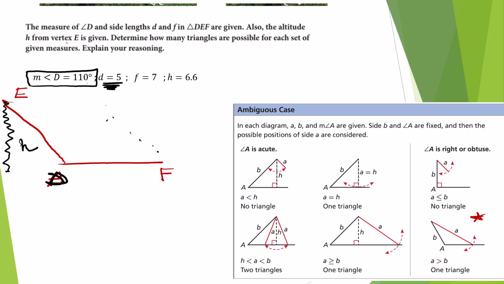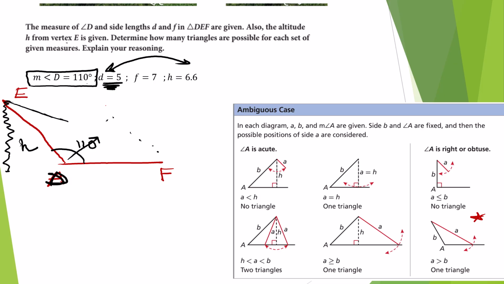Let's see first the relationship of the D and the height. What I have found is that the height is 6.6 and the D is 5. So if I want to make this one, the height is here, and it is 5 somewhere here. Now another thing: if this is 110, then the side opposite to the angle D should be the biggest one.